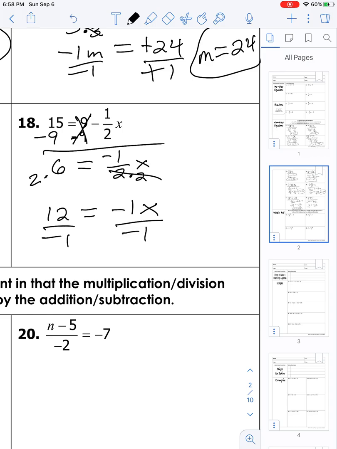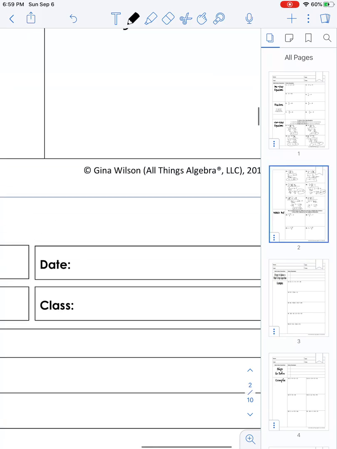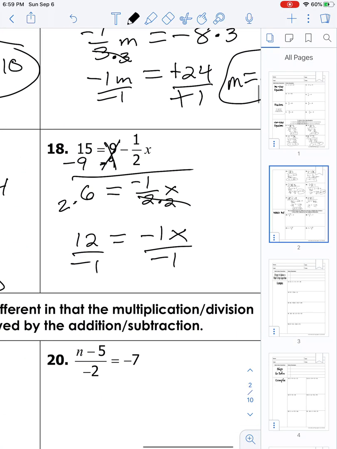Most of the time the x is on the left, but occasionally, like this problem right here, the x ends up on the right. So make sure to divide by the number that is attached to the x, which in this case would be this negative 1. All right, and then obviously our final answer, 12 divided by negative 1 is negative 12, and our answer is negative 12.